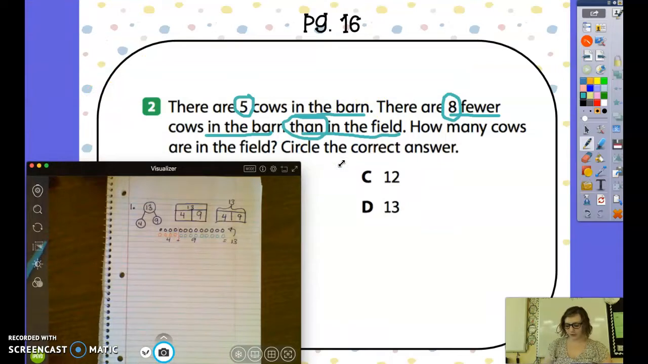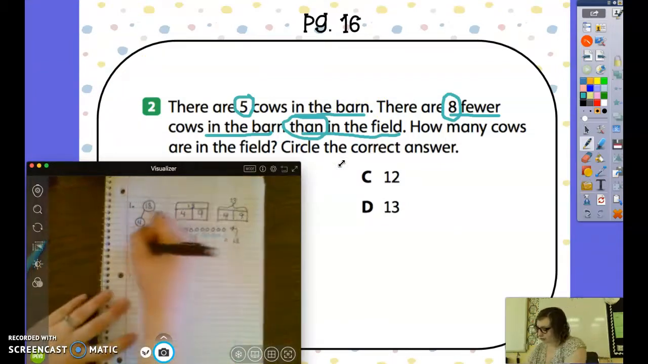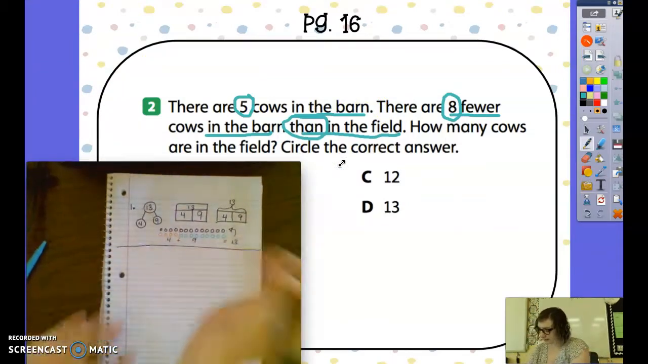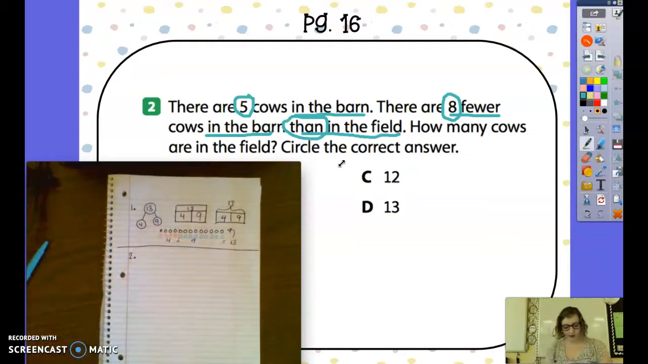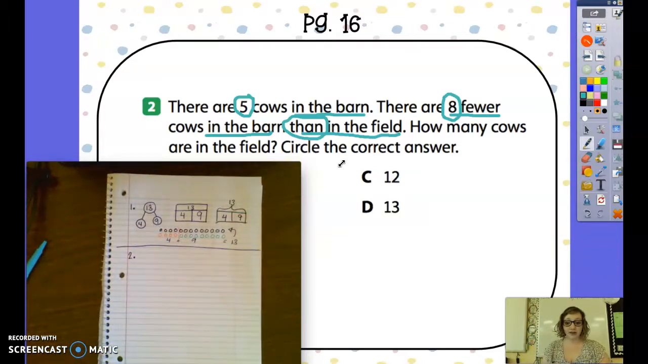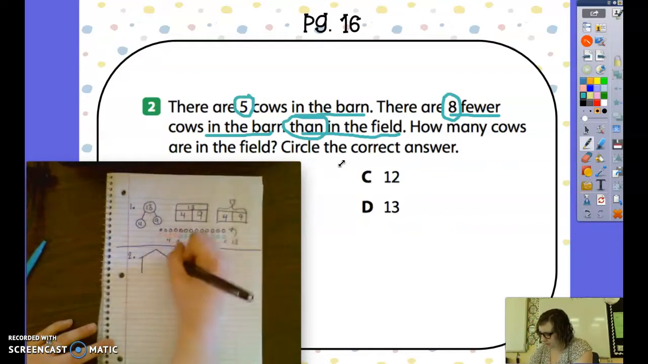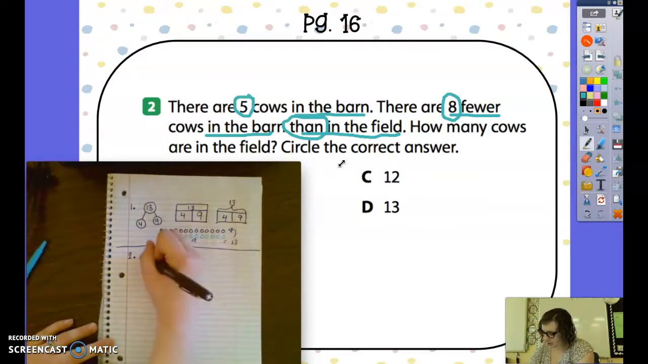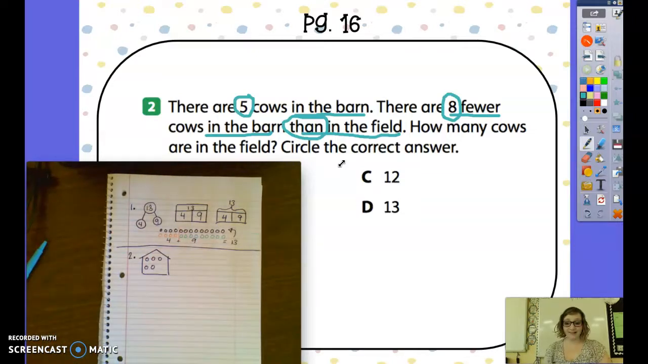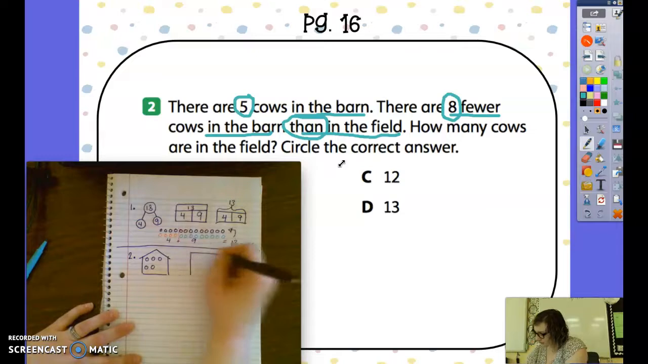So let's look at my scratch paper, and we're going to solve this one together. Let me zoom down here so I can find my problem. I'm going to draw a line, and then I'm going to write number 2 to show that I'm solving number 2. You're going to do something just like this on your quiz. So on number 2, again, it tells me there's 5 cows in the barn. I'm going to go ahead and draw a picture model for this one. So here's my barn. I'm going to draw 1, 2, 3, 4, 5 cows in the barn because I know there's 5 in there. I know there's 8 fewer cows in the barn than the field. I'm going to draw my field over here.